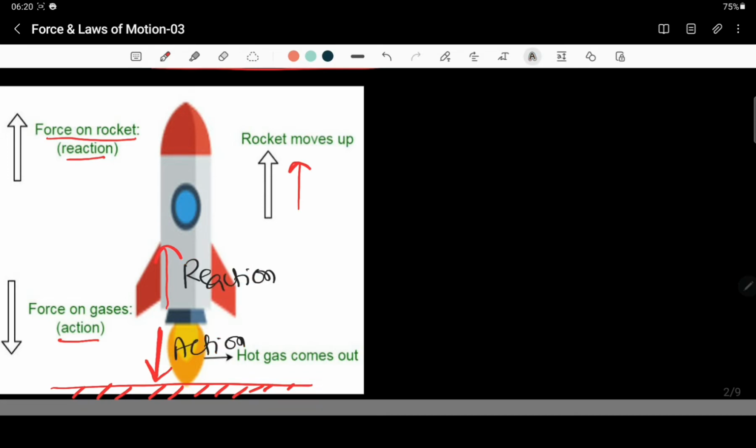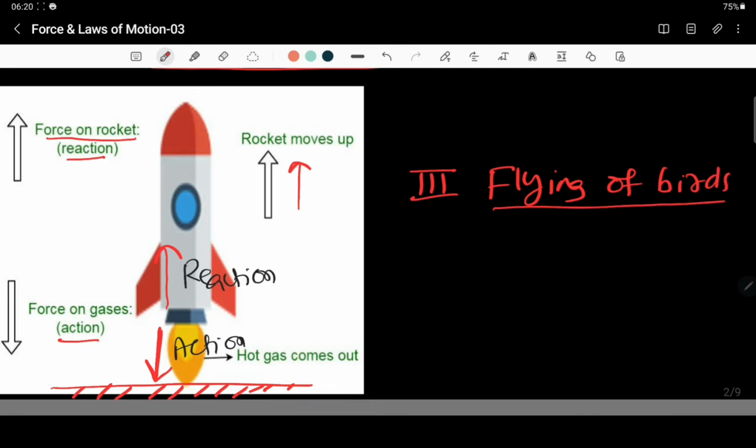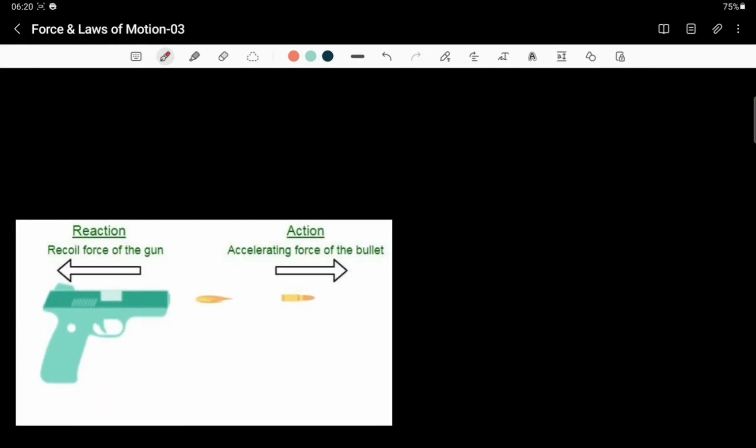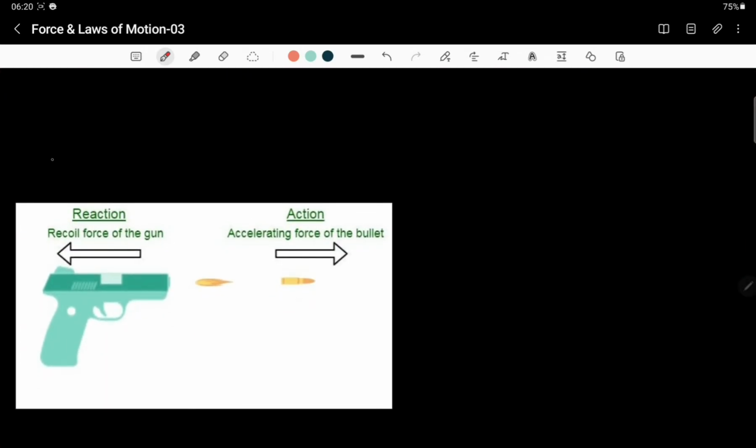All right, so you can know about one more thing, no? Flying of birds, you can take as the third example also. So in flying of birds, what happens? They push the air downwards, no? With their wings, they push the wind or the air downwards, and they rise above. So that is also one example. Third example.